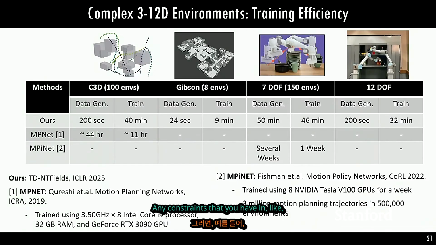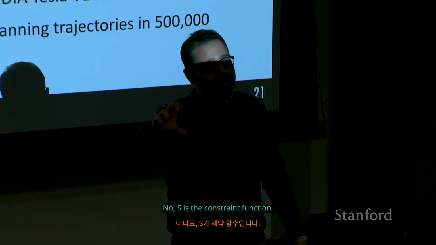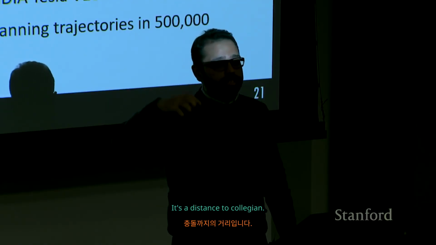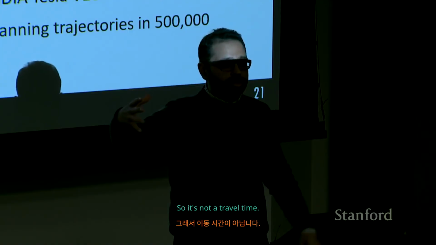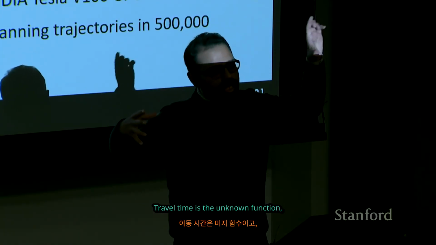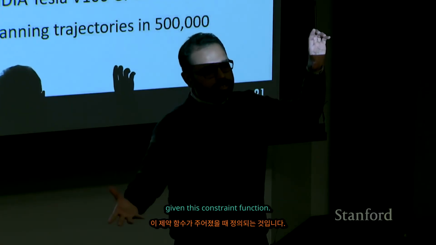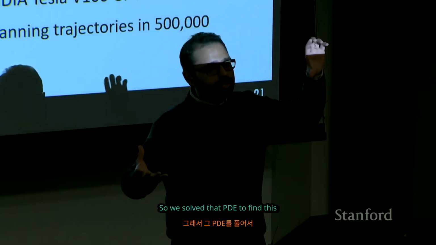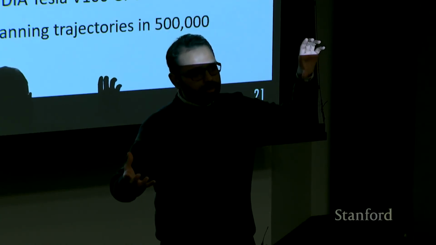Is the constraint that you have in the S function only the travel time, or do you have other constraints? No, S is the constraint function. It's a distance to collision. So it's not a travel time. Travel time is the unknown function T given this constraint function. So we solve that PDE to find this travel time.